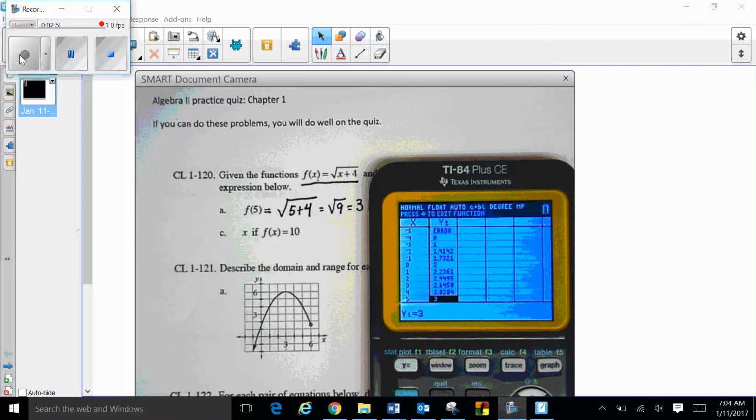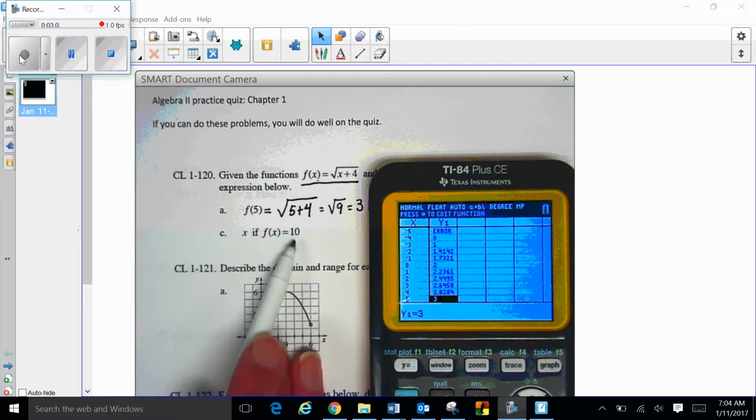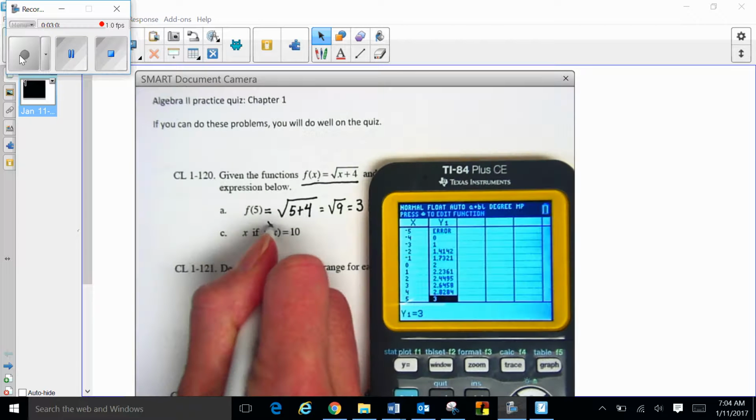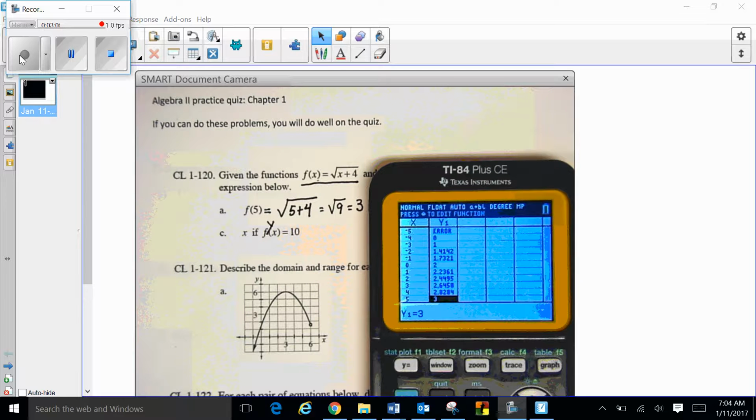But the nice thing about having this in the calculator is then when I get to question C, which asks me what is x if f of x is 10. Well, remember f of x is the same as y. So if y is 10, what is x? So I'm going to have to scroll till I find 10 in the y column. Now that may take quite some time because you can see it's growing fairly slowly.